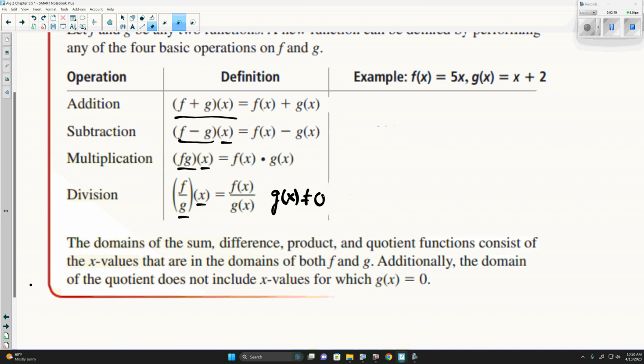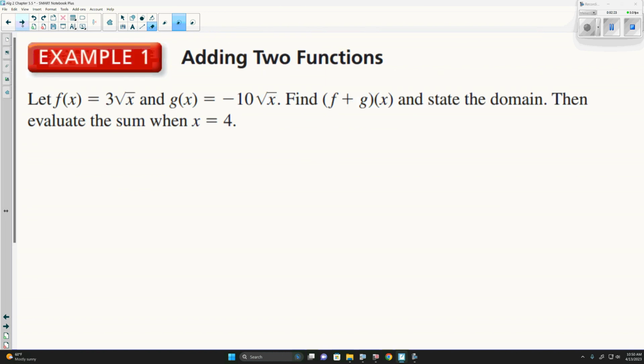Are you ready for the first example? Now with any of these, for the first two we're going to do addition. F plus g of x. So we want to find out what f plus g of x is. We're not going to focus on finding the domain, but once we find out what f plus g of x is, we're going to evaluate it when x is 4.